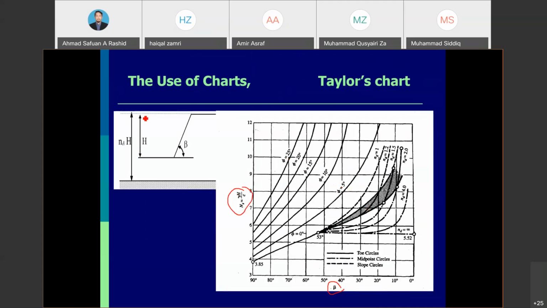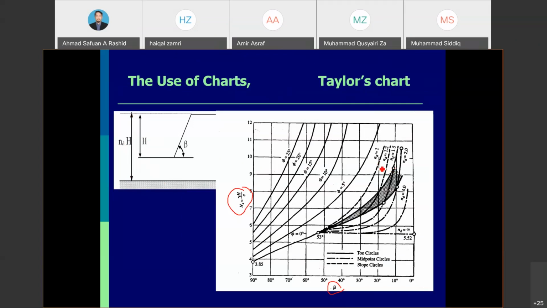For example, if this is the height of the slope, and the height from the top to what we call the hard layer, then we have a ratio we call ND, which is the height over the height from the top to the hard layer. From there we may determine which line should be used to represent the ratio of the height, which is ND.